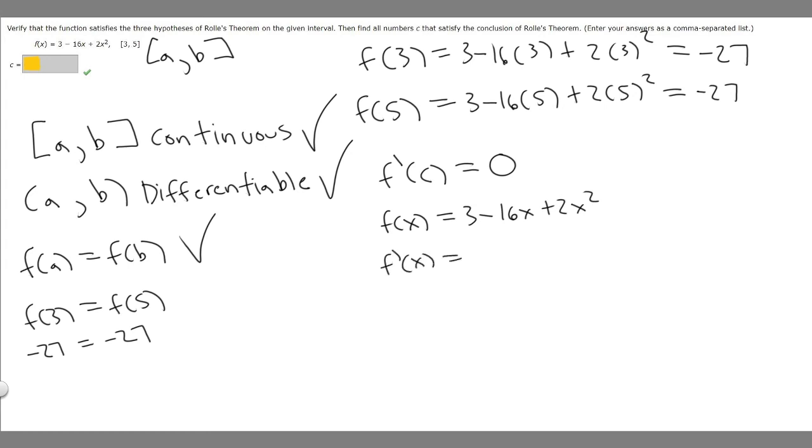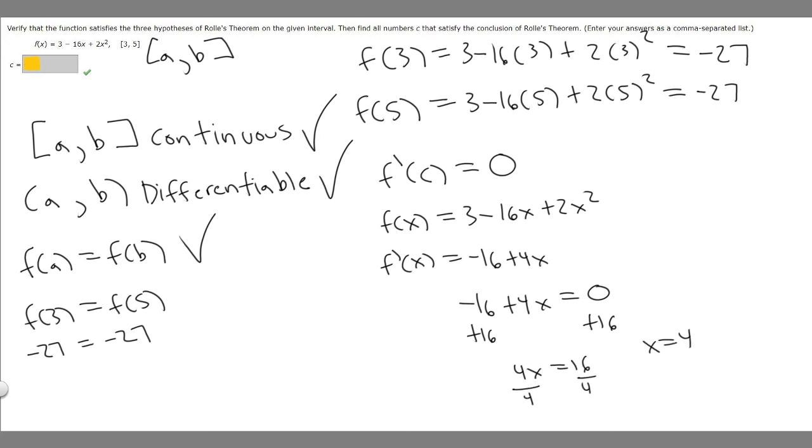So f prime of x is equal to the derivative of 3, which is 0. Then the derivative of minus 16x is just minus 16. And the derivative of 2x squared is plus 4x. So we just move the 2 down and subtract 1 from our exponent. So minus 16 plus 4x is going to be equal to 0. If we solve for x by moving 16 to the other side, 4x is equal to 16. Then we divide both sides by 4. We get that x equals 4. And x in this case is basically c. Then that means c is going to be equal to 4. And so our answer to this question is 4.